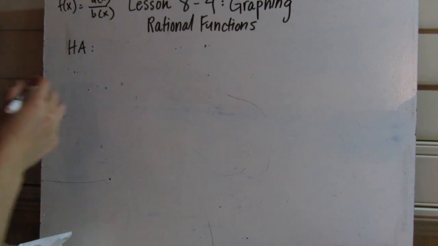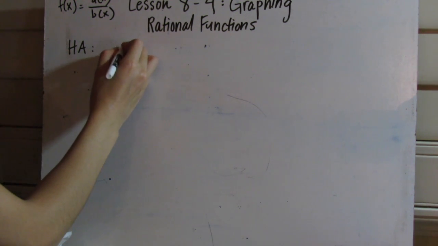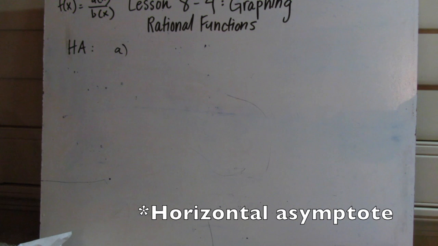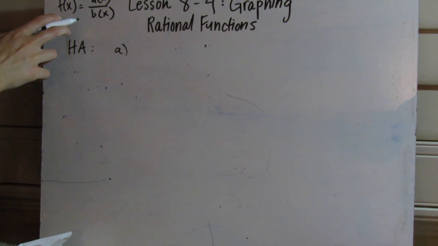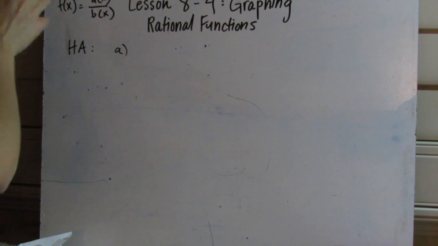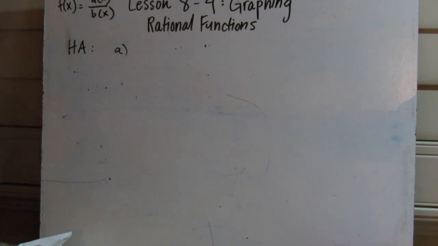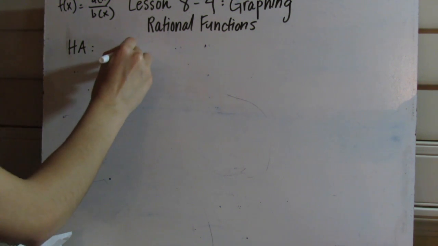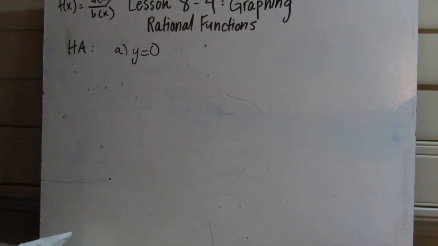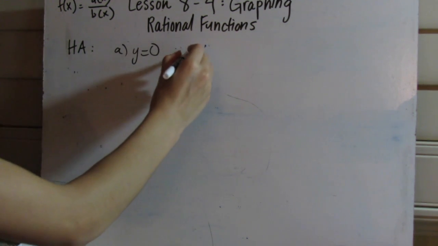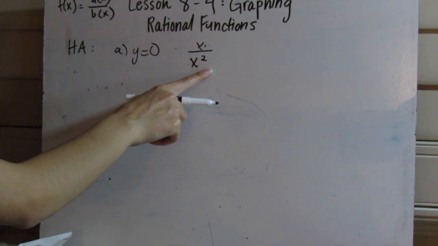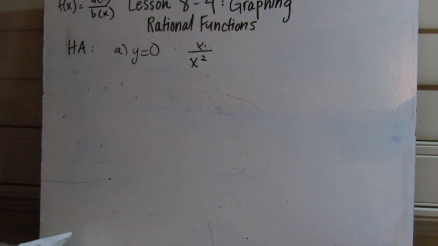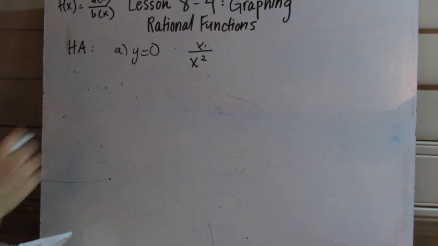There are two scenarios where you're going to have a horizontal asymptote. The first scenario is if the degree of b of x is greater than the degree of a of x. If this happens, then your asymptote is at y equals 0. So, for example, if your function was x over x squared, because the degree of b of x is greater than a of x, you know your horizontal asymptote is going to be at 0.